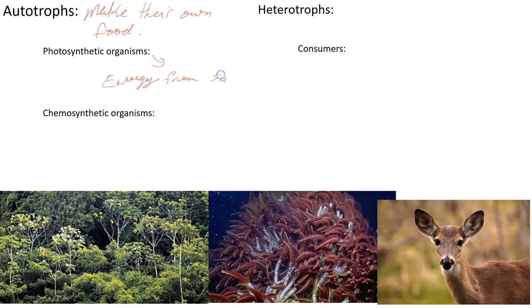Energy from sun. And for chemosynthetic organisms, you won't hear too much about these, but in the hydrothermal vents down here, you can see I put a picture of some hydrothermal vents, you get this energy from inorganic chemicals. Chemicals such as CO2, dissolved CO2, and methane, CH4. These organisms can actually break down those bonds in CO2 and CH4 to generate energy for this ecosystem.